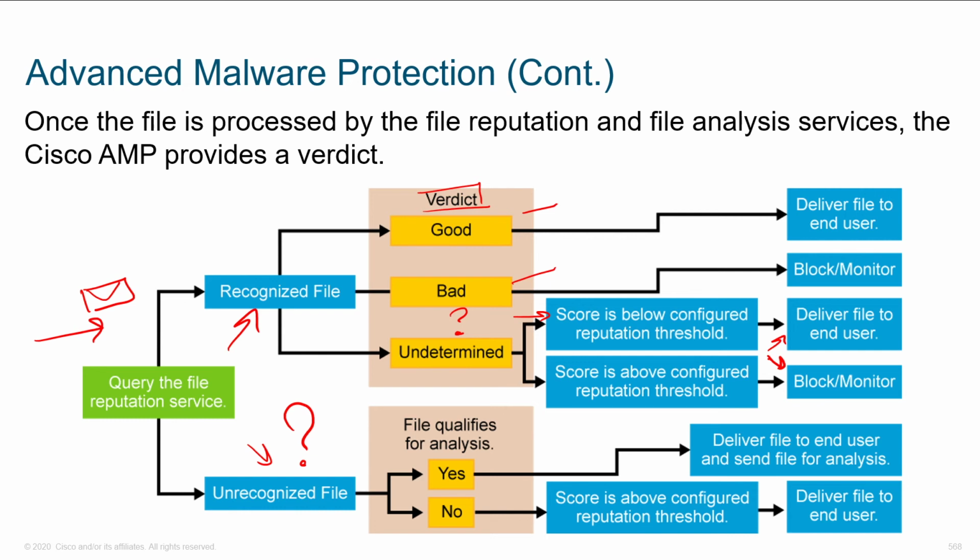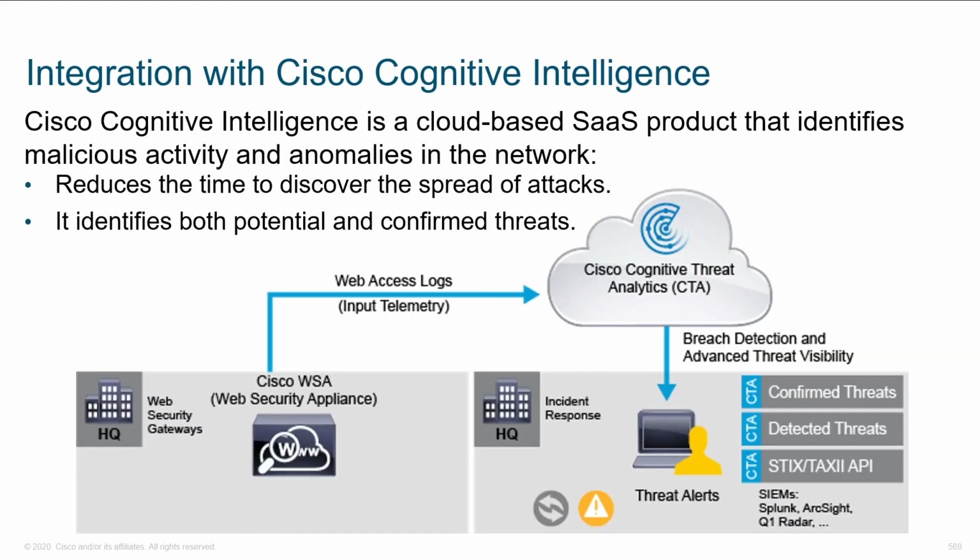So anything unrecognized, that means we haven't seen this checksum before. Okay, it's a unique file. Let's figure out who came in contact with it, where and when, and let's just make sure that it's not anything that's malicious. The integration with Cisco Cognitive Intelligence, this can throw you off a little bit.